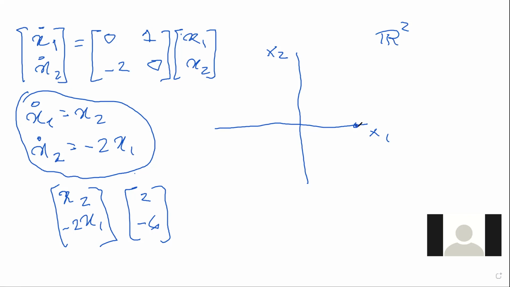Your idea was a good one. If I pick this point here, I know that the second component is 0. So here, for instance, x1 is something positive, and x2 is 0. So where am I going to go? Read these equations: x2 is 0, and the other is minus 2x1, whatever x1 is, but we know it's positive. So x2 does not change in the first component, but you are going down because x2 is decreasing. Okay, I'm going down.